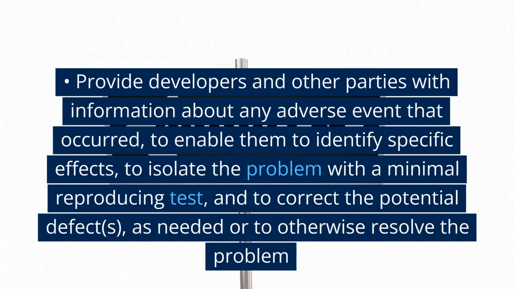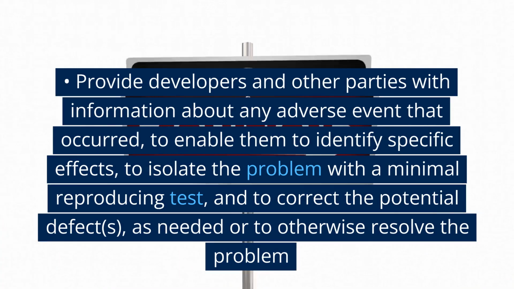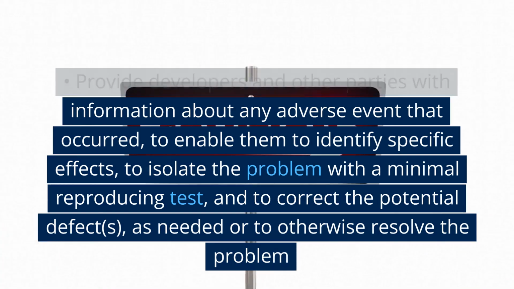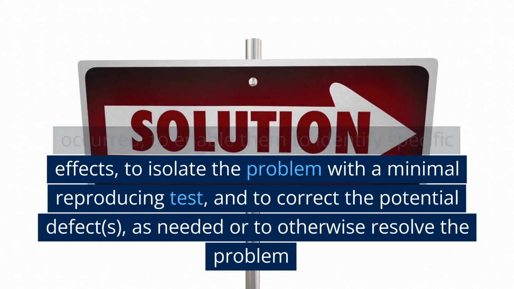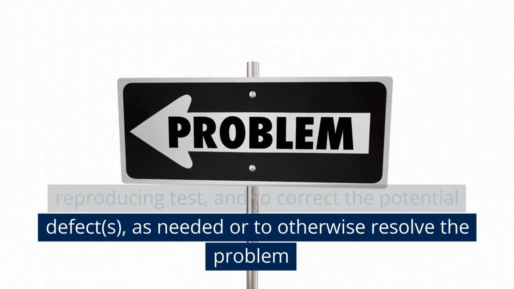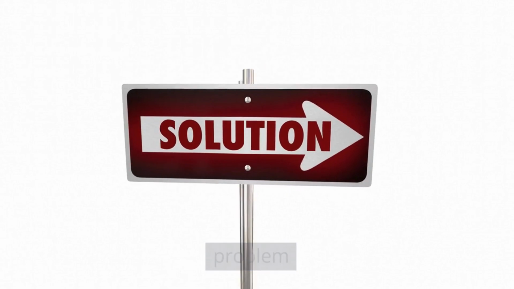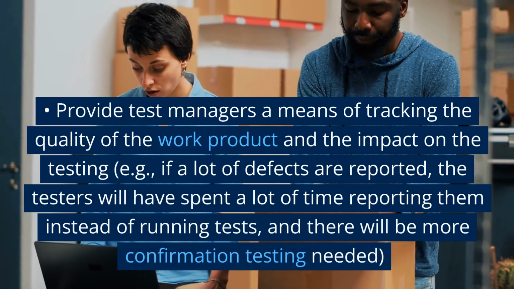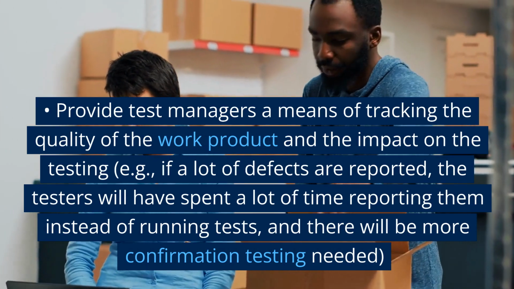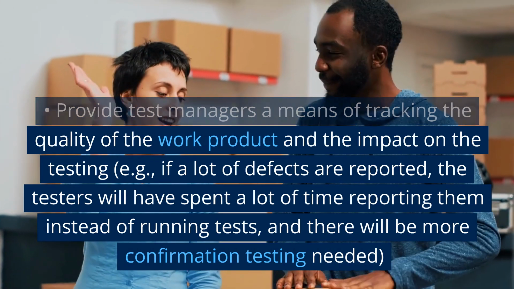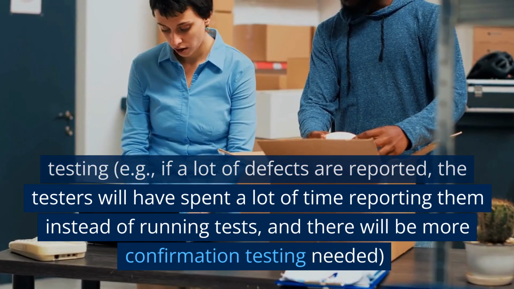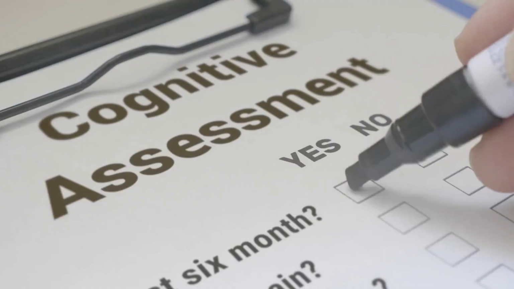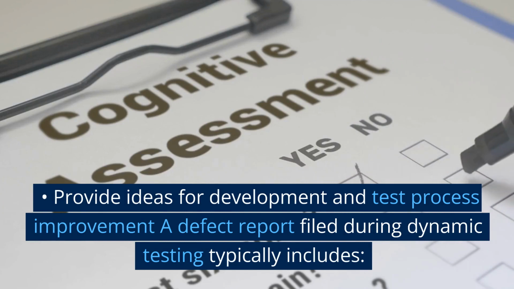Provide developers and other parties with information about any adverse event that occurred, to enable them to identify specific effects, to isolate the problem with a minimal reproducing test, and to correct the potential defects, as needed, or to otherwise resolve the problem. Provide test managers a means of tracking the quality of the work product and the impact on the testing, e.g., if a lot of defects are reported, the testers will have spent a lot of time reporting them instead of running tests, and there will be more confirmation testing needed. Provide ideas for development and test process improvement.